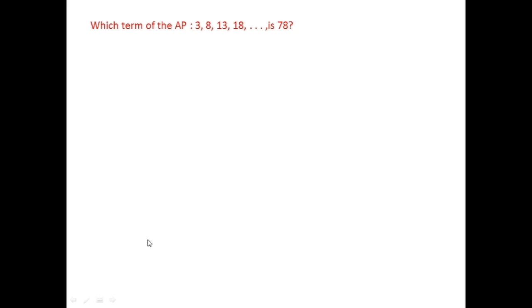Now next concept, based on this one, what type of questions will you get? For example, here, which term of the AP 3, 8, 13, 18 and so on is 78? From the question, first of all you have to write what values you know. We know that already A value is 3. Next, yes, d value is 5. We know d value also. 8 minus 3 is 5, 13 minus 8 also 5. Did you observe? d value is 5. Next, what is 78 here? An value. They gave An as 78.